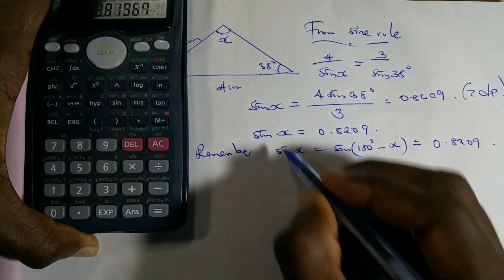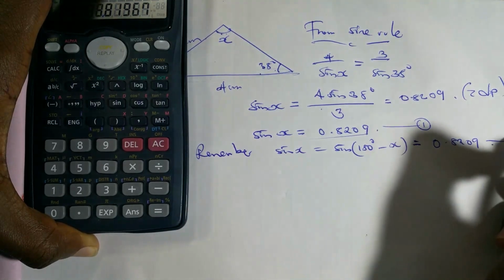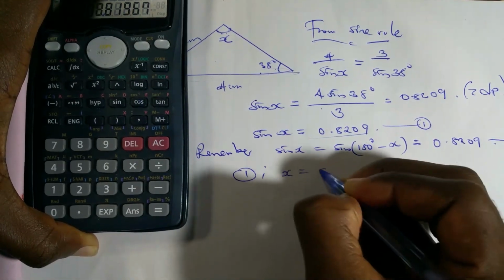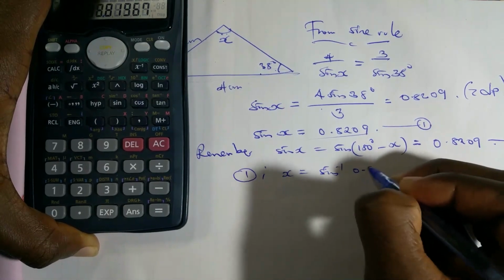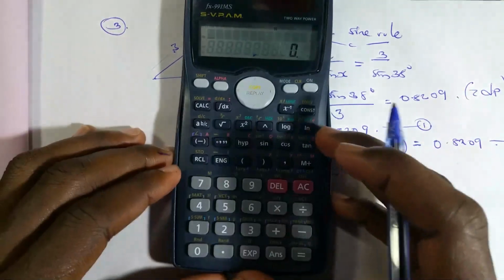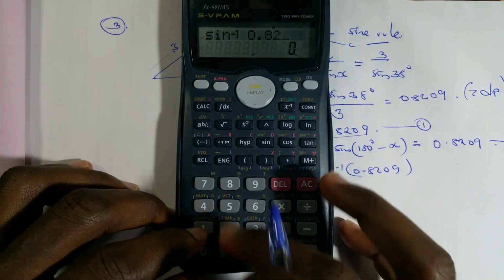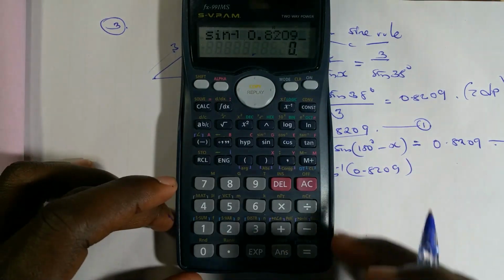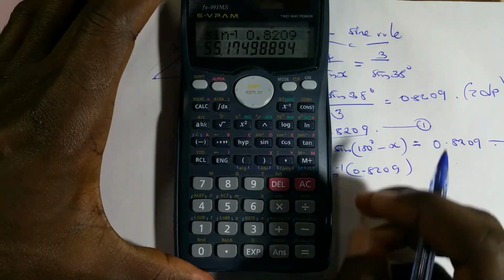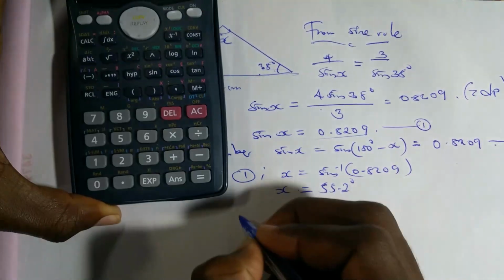So for this first case, let's name that 1 and name this 2. For the case of 1, we're going to have x being given by arc sine of 0.8209. What would be our x? Shift sine of 0.8209. What would we have? 55.2, I round off to 1 dp. 55.2 degrees.